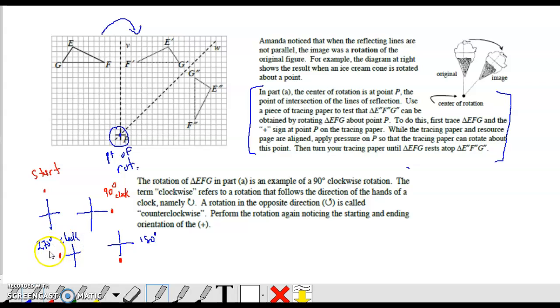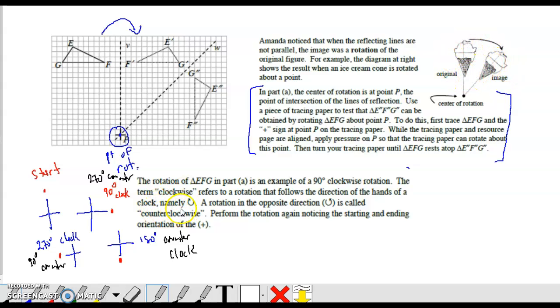If I can go clockwise, I can also go counterclockwise. So this is also 90 degrees counterclockwise. This is 180 degrees. It doesn't matter, counter or clockwise. And then this one would be your 270 counterclockwise. But again, this image should rest on this paper. That's how we can know if our rotation is correct. So again, this is a rotation. Here's our picture, the center of rotation, and an ice cream cone being rotated.